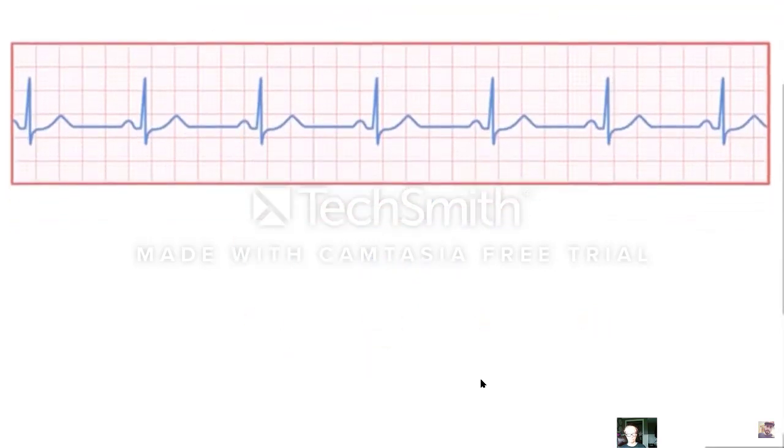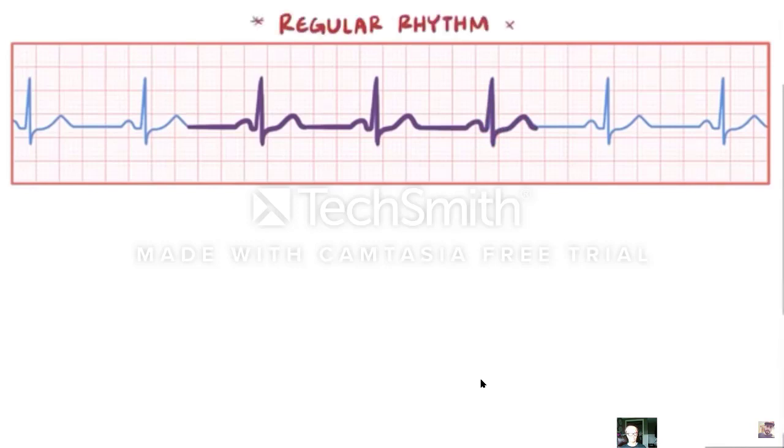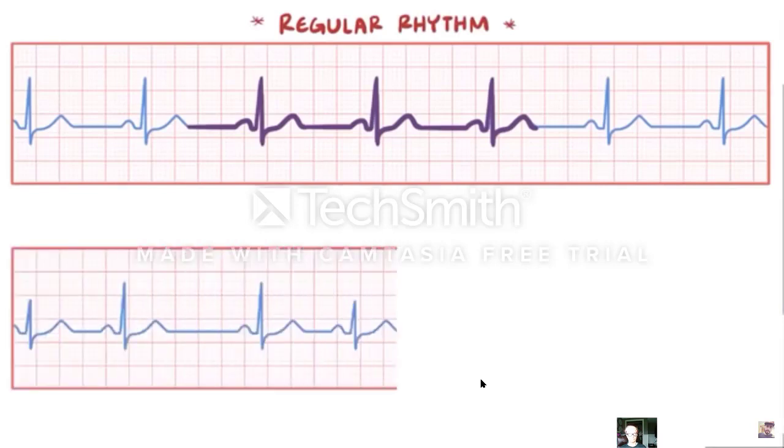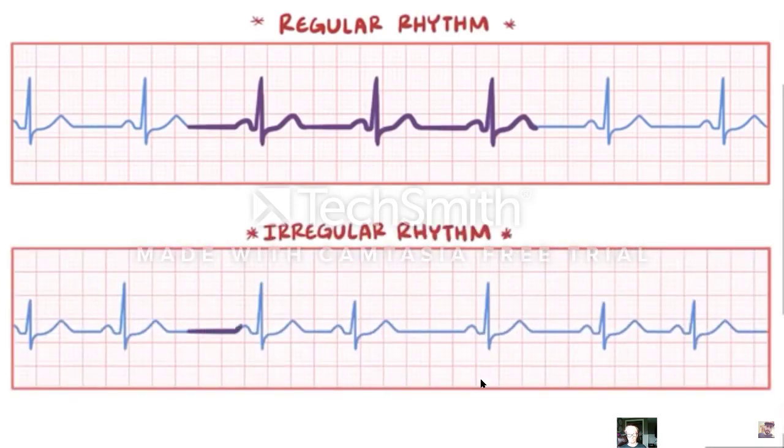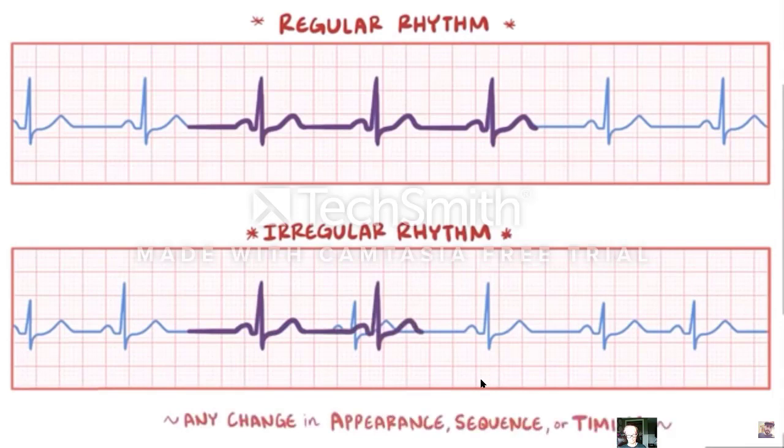Normally on an ECG, one waveform with its P wave, QRS complex, and T wave looks just like the next one, almost like they were just copied and pasted one right after another. And that's how a regular rhythm looks. An irregular rhythm, on the other hand, is when there's any change in the appearance, sequence, or timing of those waves.